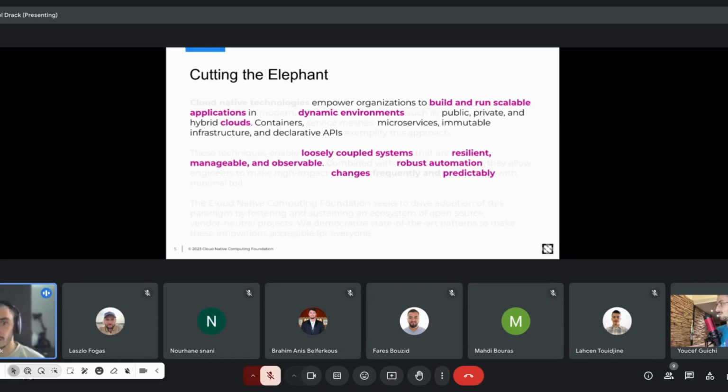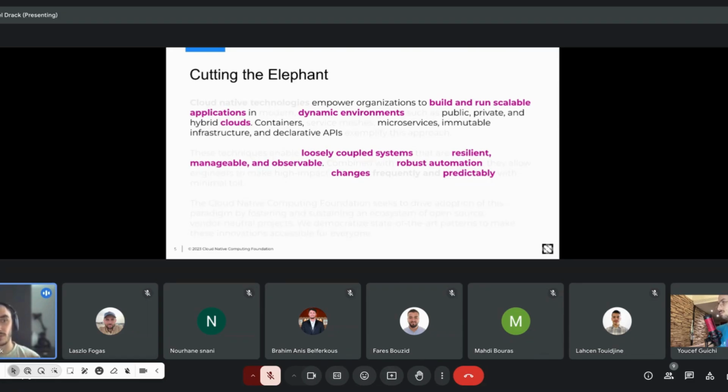At the end of the day, a cloud is nothing else but an automated IT infrastructure maintained by somebody else usually. But the key information here is automation, application focused, and dynamic. So this usually contains containers, service meshes, microservices, immutable infrastructure, declarative APIs, and such as the technological buzzwords, if you will. The important part here is that these techniques enable loosely coupled systems that are resilient, manageable, and observable.